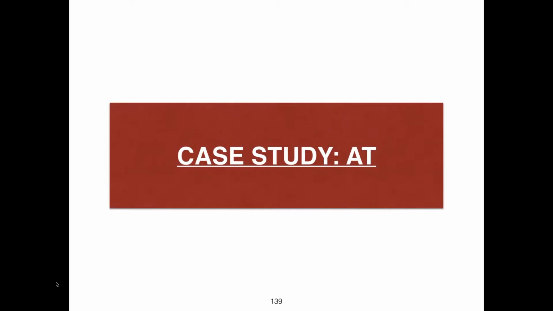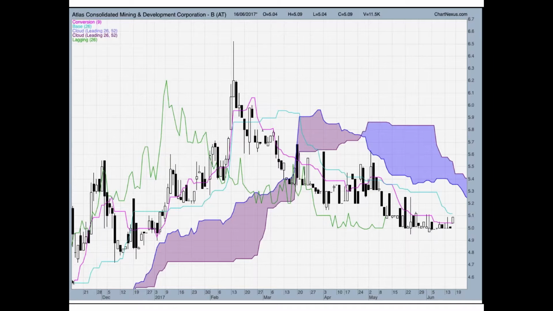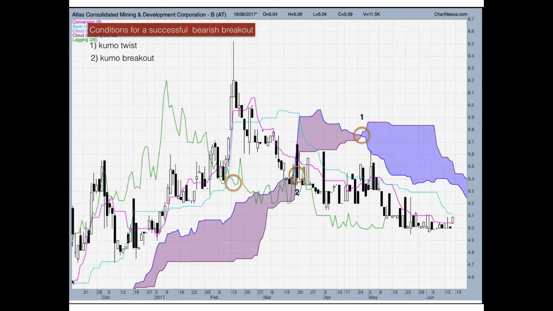This next case study is on 80. This shows a bearish scenario. What are the conditions for a successful bearish breakout? First, the Kumo twist. The bullish Kumo turned into a bearish Kumo. The Senkou A went below the Senkou B. Second, the price broke below the Kumo.